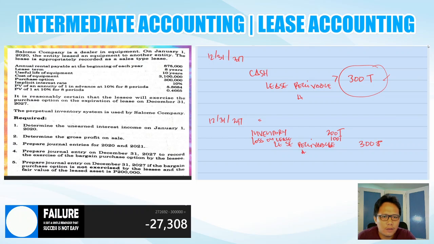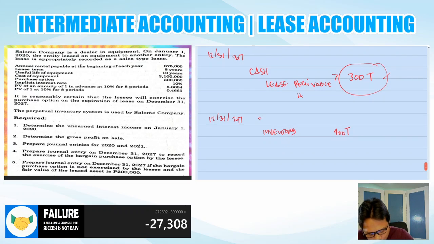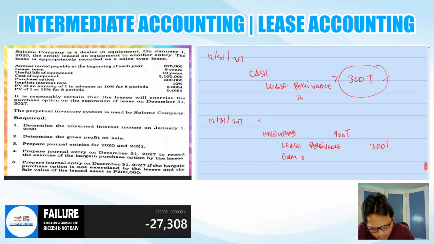100,000. Okay? Now, baliktad. What if yung fair market value is 400,000? So, again, debit inventory at 400,000, credit your lease receivable, okay, at 300,000, then credit your gain. Kasi nga, mas mataas na yung fair market value kaysa lease receivable. Gain on lease. 100,000. So, yun. Yun lang yung sales type lease, no? Sales type lease.